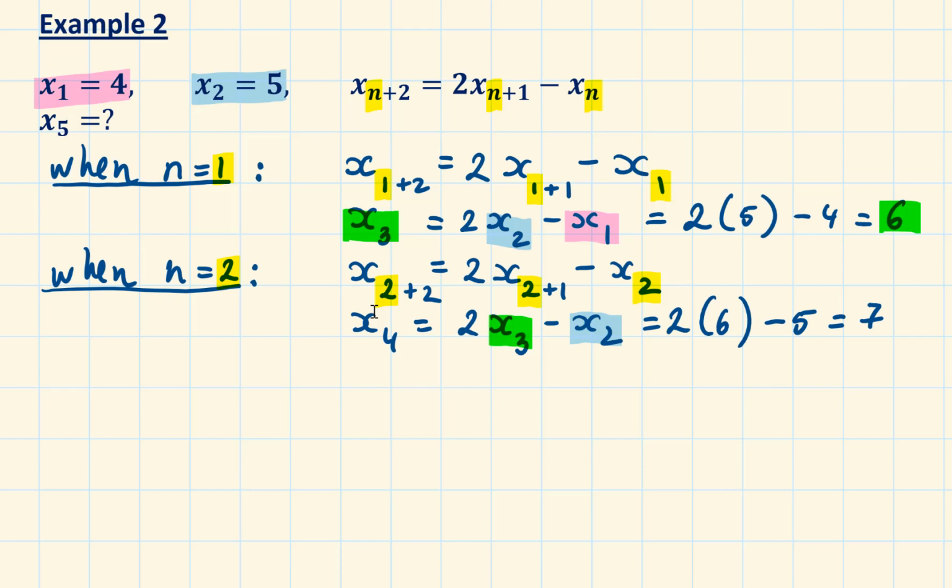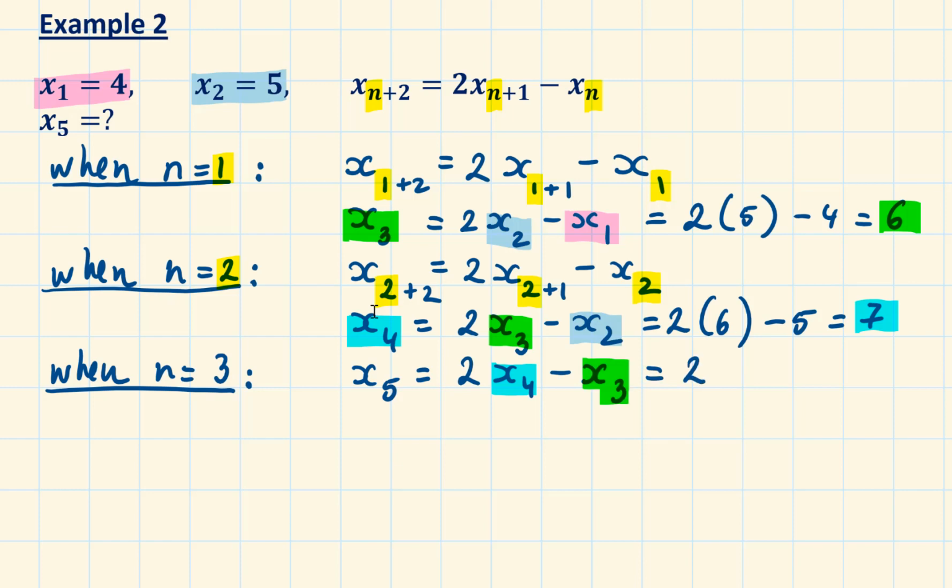Now we've got x_4, we need one more calculation to work out x_5. When n is equal to 3, x_5 is equal to 2x_4 - x_3. x_4 was a 7, minus x_3 was a 6, equals 8. Therefore, the solution is x_5 is equal to 8.